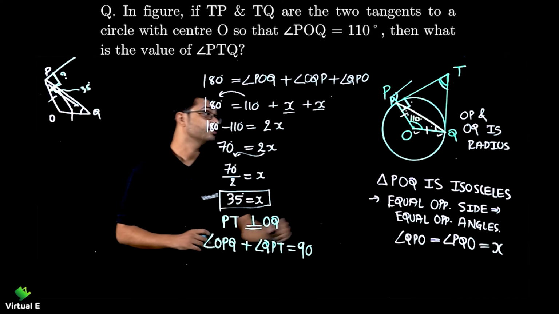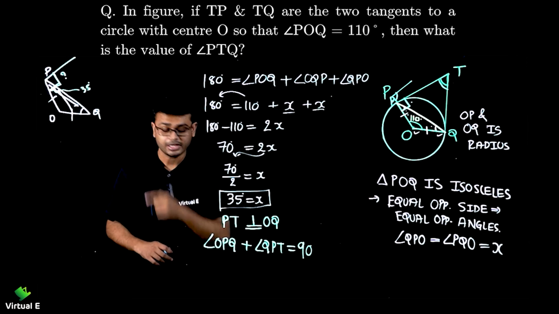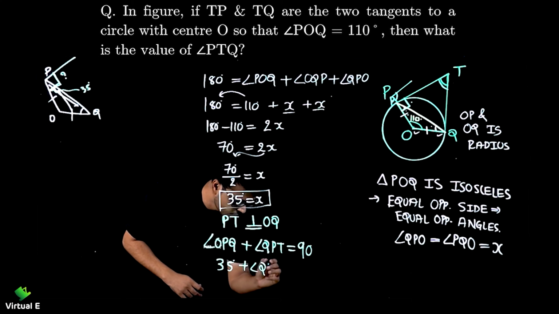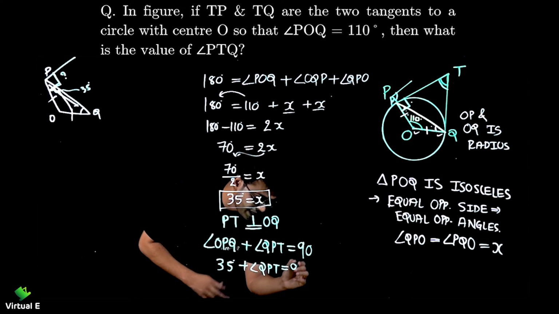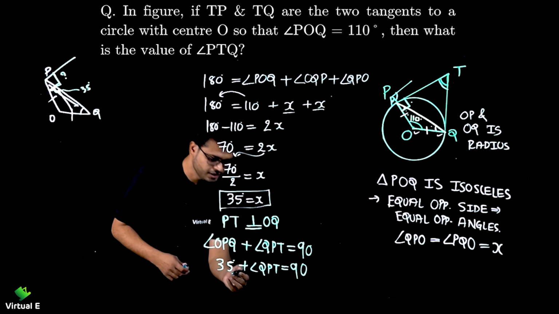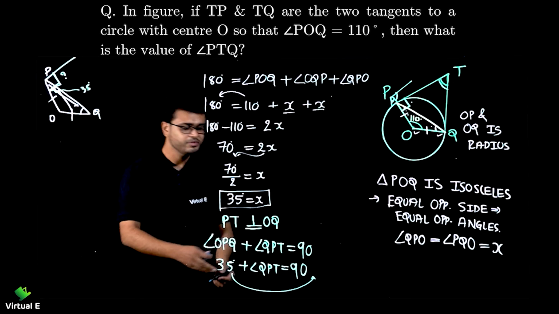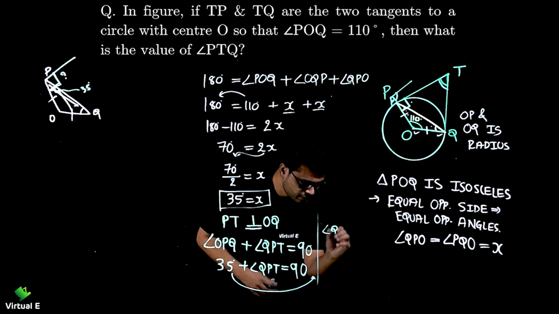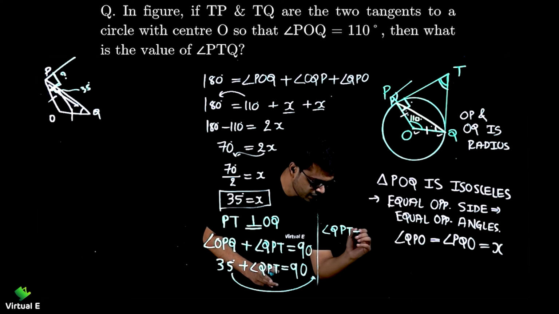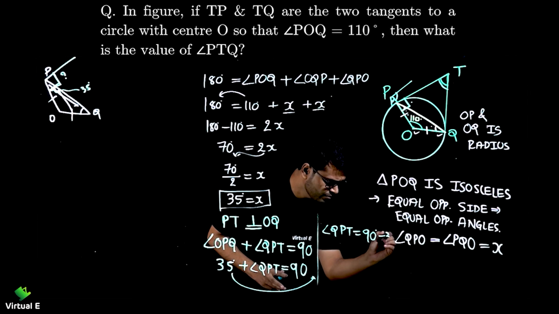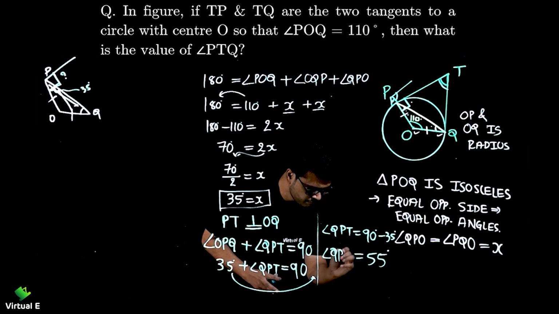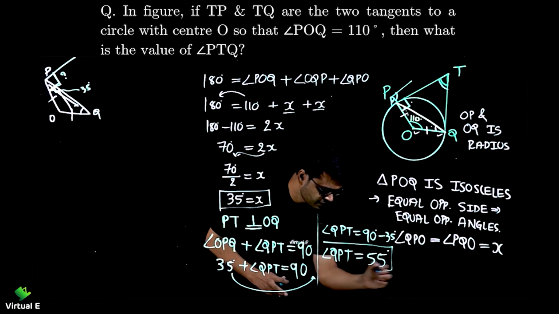Done. Now OPQ, we have the value of OPQ just found as x, which is 35 degrees, and here angle QPT is equal to 90 degrees. Shift this 35 over here, so you will get the value of QPT. Let's get that value. So angle QPT is equal to 90 degrees minus 35. So if you subtract, you are going to get what? 55 degrees.